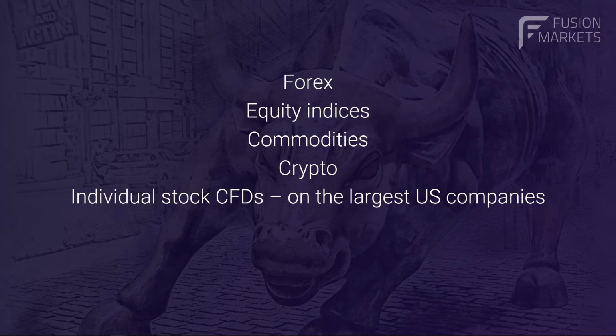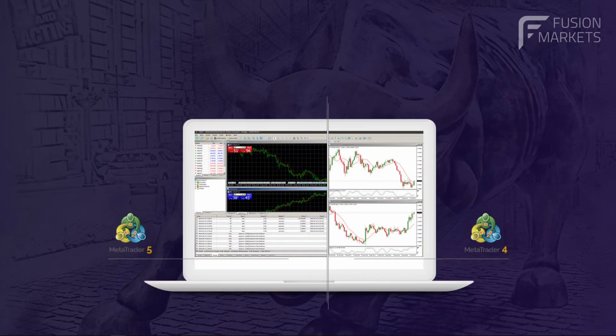Now, logistically speaking, the biggest thing to understand is that Fusion Markets offers access to two different platforms, being MetaTrader 4, which I dare say the majority of you are used to, and also MetaTrader 5. So MetaTrader 5 is the one that you're going to want if you want to trade US share CFDs.